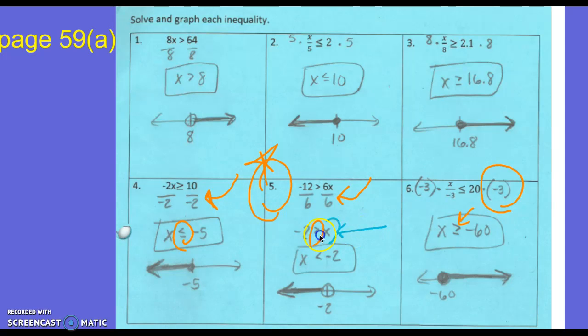This x right here is on the right side. And so remember I told you we don't want to keep it on the right side. We want to switch it. So we want to put the x on the left, the number on the right, and when we do that, we reverse the arrow. So hopefully you did okay on that part of your homework.